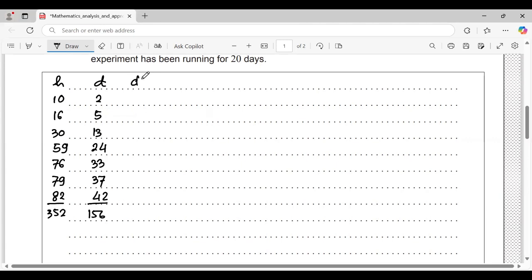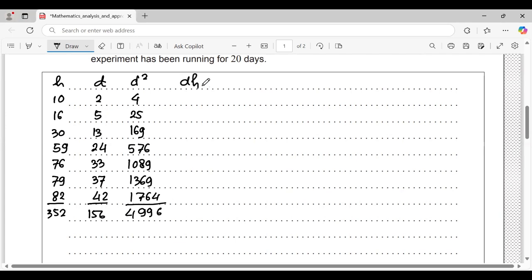After that, D squared. The squares are 4, 25, 169, 576, 1089, 1369, 1764, and the result is 4996.